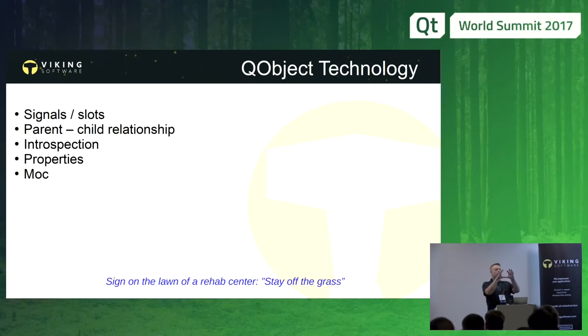Instead, I'll talk more about why the signals and slots work this way, what is the relationship with the properties and the introspection and so on, and how does it all fit together in QObject? What's the idea of this?